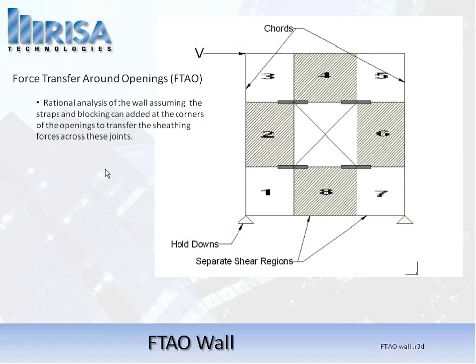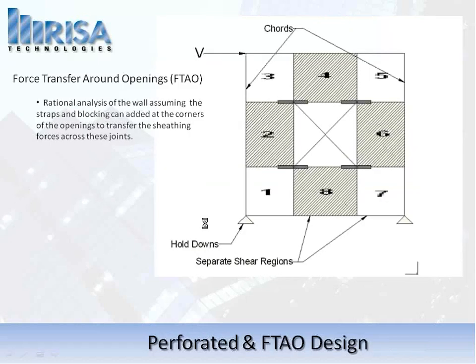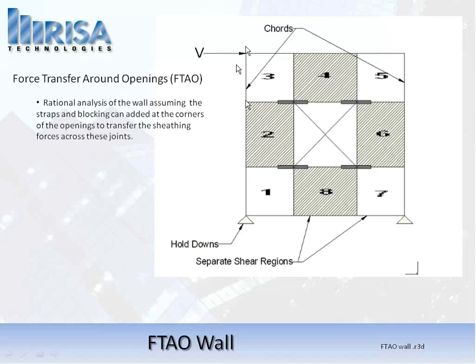But what we do is a rational analysis of the wall, assuming that the straps and the blocking can be added at the corners of the openings to transfer the sheathing forces across these joints. This picture shows us how this actually operates. The wall is broken into blocks, and we see 1, 2, 3, 4, 5, 6, 7, 8. These blocks are really just regions again. You don't need to draw regions. I hate to use that word because I don't want to confuse you, but these are blocks of area, and the plate elements are basically behind these block elements.